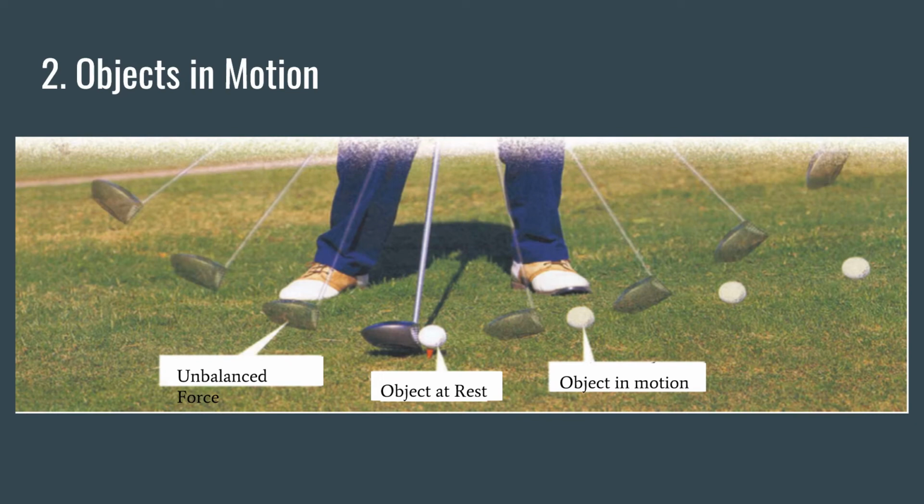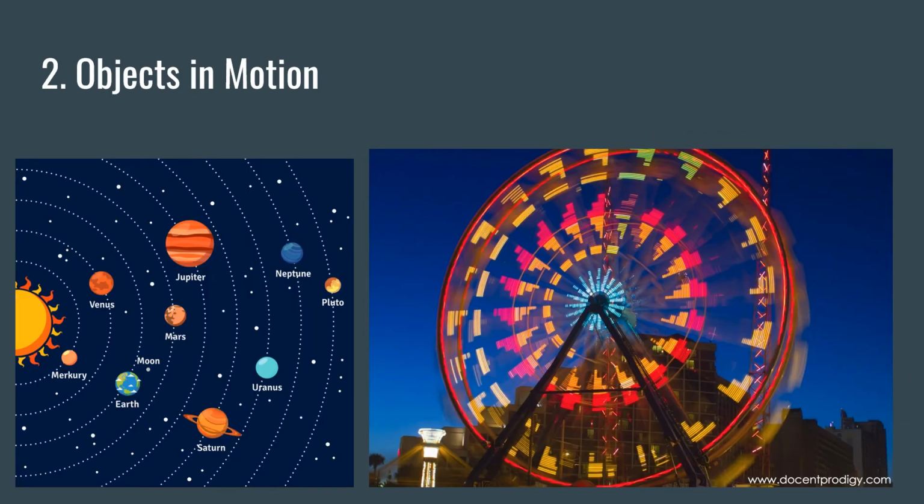Okay, objects in motion. So this is a nice example actually. Number 1 is an object at rest. Number 2 is an object in motion. But how is this object in motion? When an unbalanced force, which is number 3, is acting on it, okay? It is moving. Then the planets are in motion always, and if there is no force to stop them, they are not stopping. Be careful, okay?